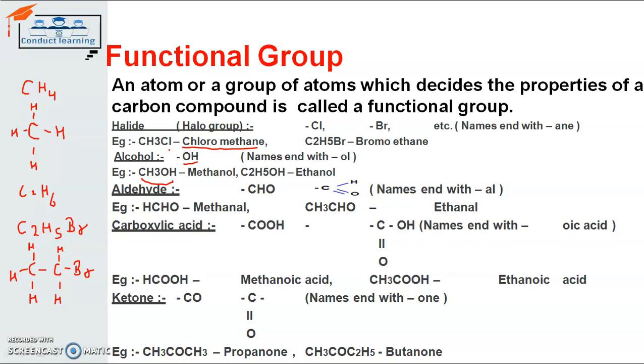The next functional group is aldehyde. Aldehyde is represented by CHO. That is its formula, and its structure is C with a double bond to oxygen and a single bond to hydrogen. Because hydrogen can only share one electron, there will be a single bond.